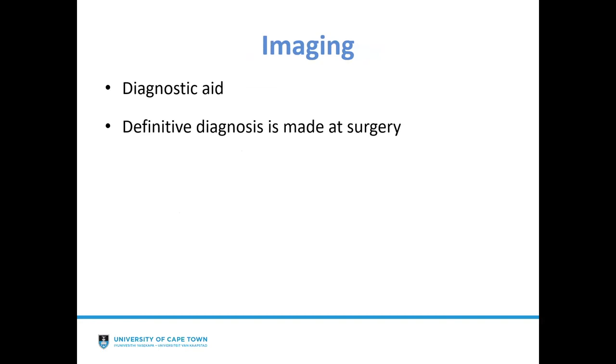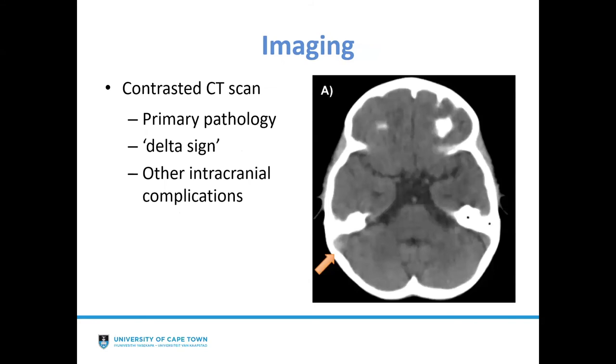And then imaging basically serves as a diagnostic aid, and the definitive diagnosis is usually made at surgery. If you look at imaging, the gold standard is an MRI venogram, but I'm sure in most instances an MRI is not at our disposal. So you can actually pick up the diagnosis using a basic contrasted CT scan, where you can assess the primary pathology, and also assess for other intracranial complications like intracranial abscesses or empyemas, or you can see signs of leptomeningeal enhancement in case of meningitis.